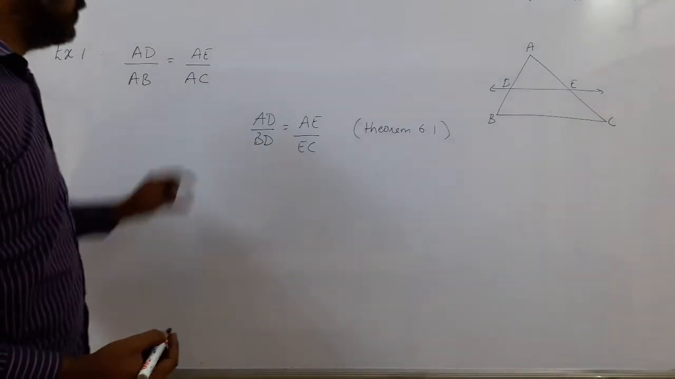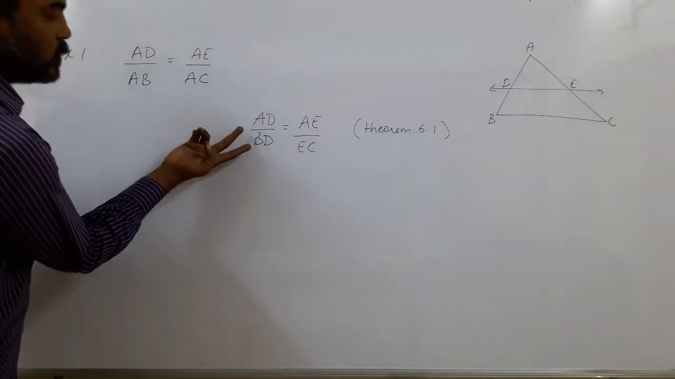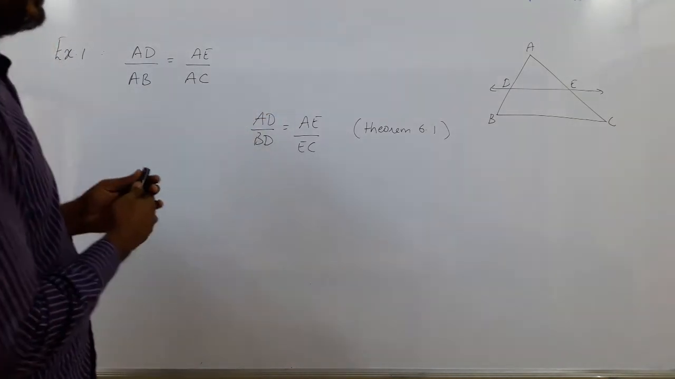Now what are we going to do? We'll revert this. It is called invertendo. Invertendo, componendo, dividendo is very important in ratios. We have not done that, but I will take a separate lecture to explain each and everything. In the meantime, you just understand what we are doing. So invertendo means you invert both the sides. I'll give you a small example.